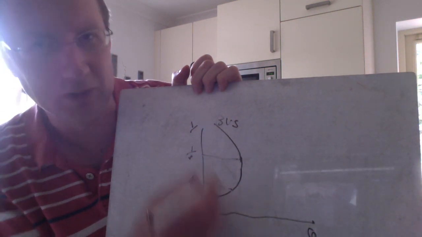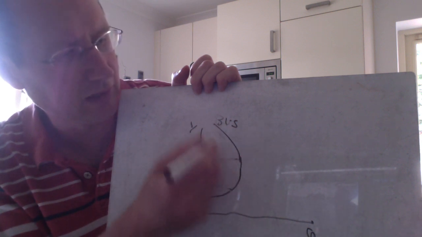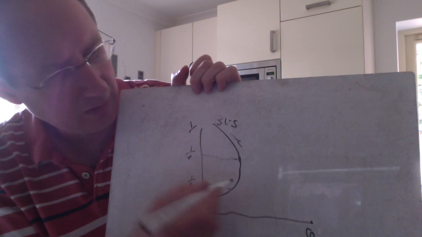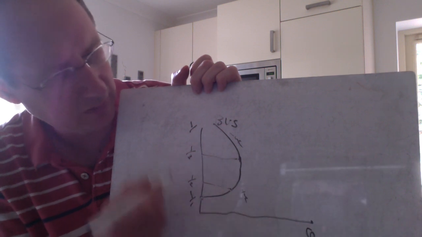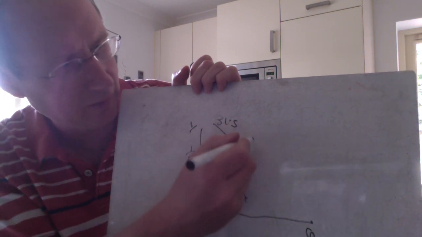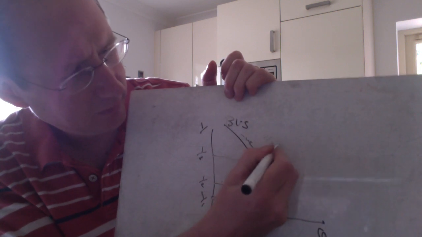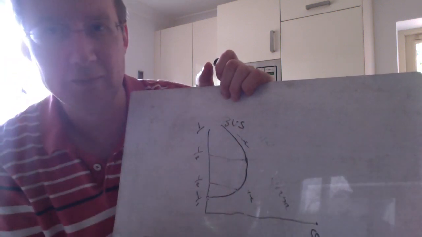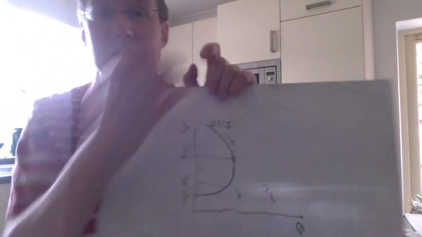But fundamentally, here the gradient is negative. We have negative income elasticity of demand. That's an inferior good. Whereas here the gradient is positive, and we've got normal goods. So it's inferior in that zone and normal in that zone. And that's your lot, basically. That's income elasticity of demand.